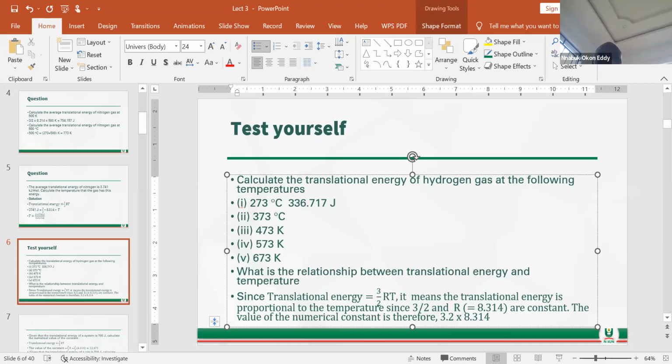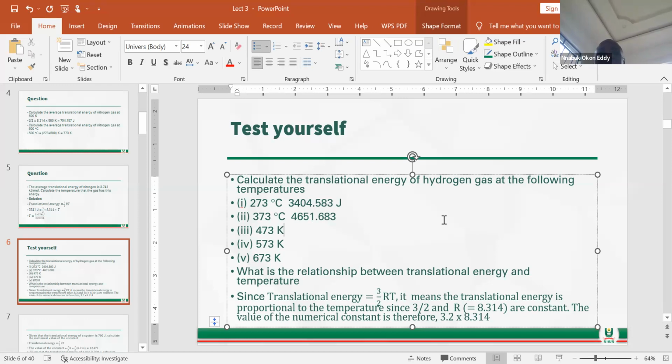So the next one will be 273. Sorry, that answer is not correct. The answer is then 3404.583 joule. The next one, the answer will be 4651.683. So I'll give you answers for the two. Once you are able to confirm the answer for the two, the same method will apply for the other one.